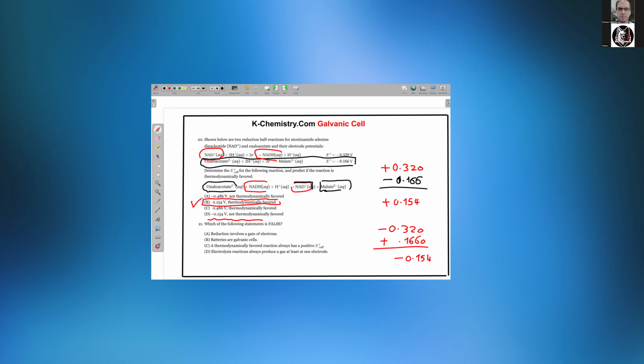So reduction involves gain of electrons. That is correct. Batteries are galvanic cells. That's correct. A thermodynamically favored reaction always has a positive E node, so that's correct. Electrolysis reactions always produce a gas at least at one electrode. Who said? So if it is electrolysis of, for example, water, it produces a gas at least at one electrode, this is worth thinking.